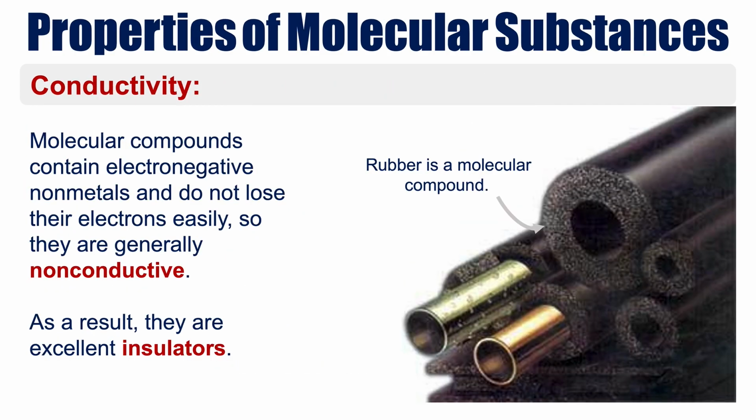All right, so next thing is molecular compounds contain nonmetals that do not lose their electrons easily. There's no ions involved. There's no charged particles that can move around freely. So as a result, we're going to classify them as generally being non-conductive. They are not generally going to conduct electricity. So as a result, they're good insulators. So for example, rubber is a molecular compound. A wire is going to be covered in rubber since it's going to be non-conductive.